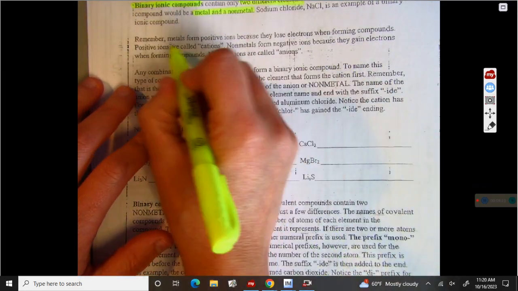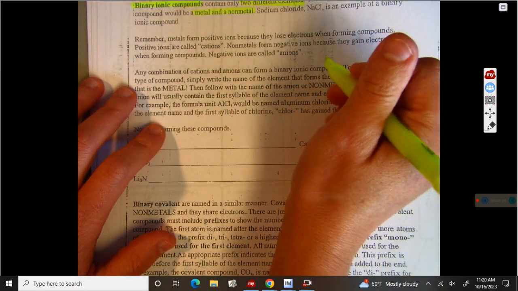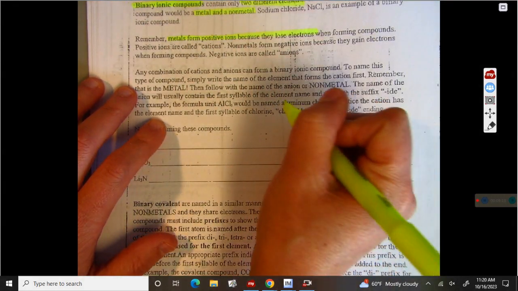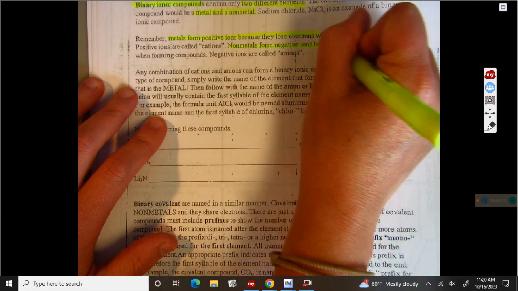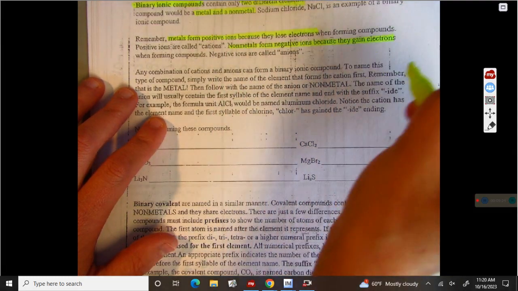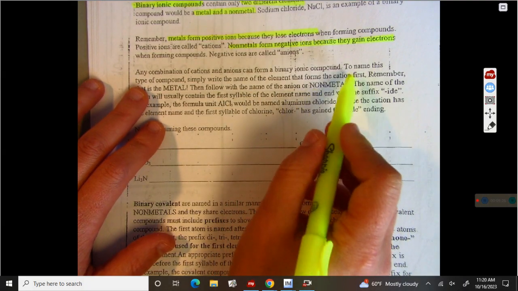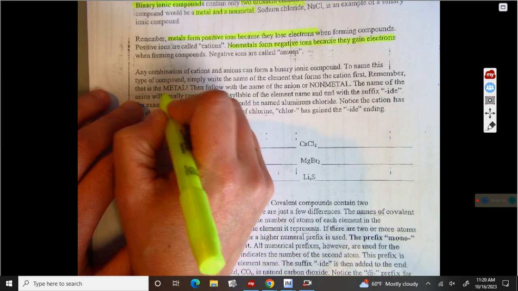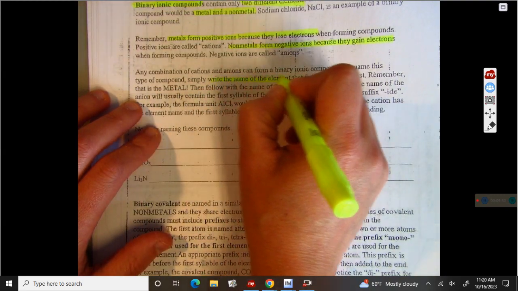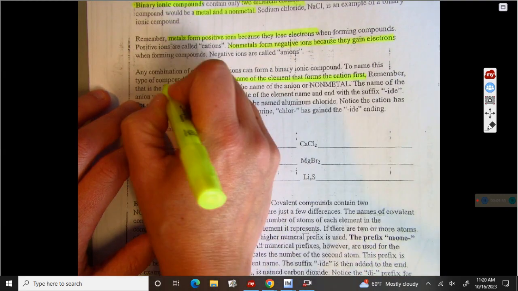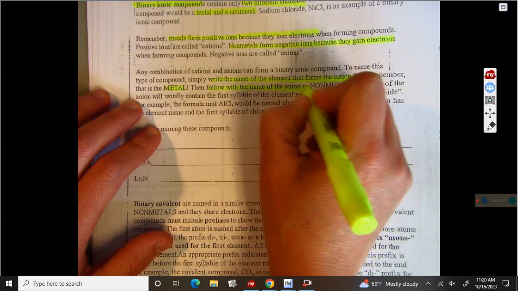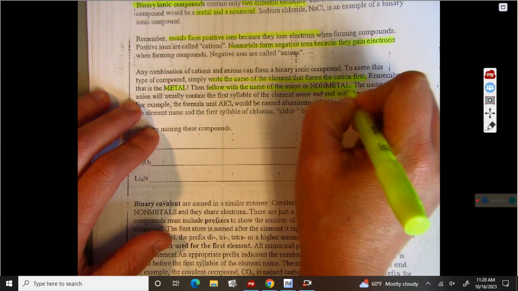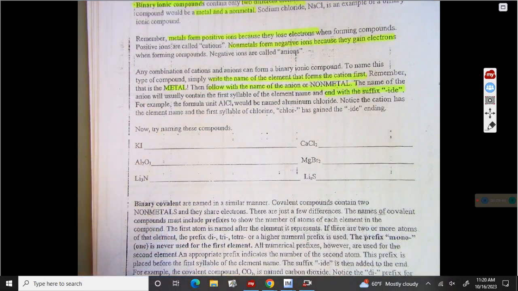So the metal forms the positive ion because it loses electrons. When forming compounds, they're called cations. The nonmetals form the negative ions because they gain electrons. So when we're naming them, we write the name of the element that forms the cation first, the metal. Then we follow with the name of the anion or nonmetal. And then we end with the suffix IDE.